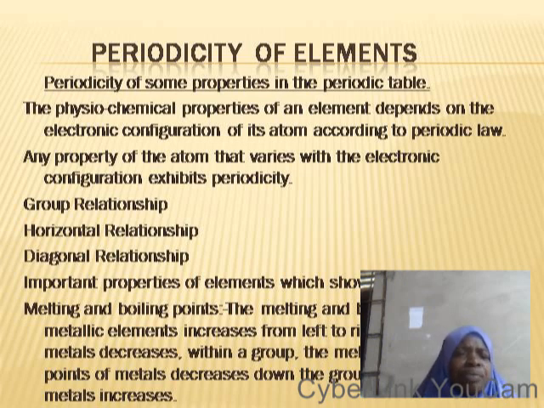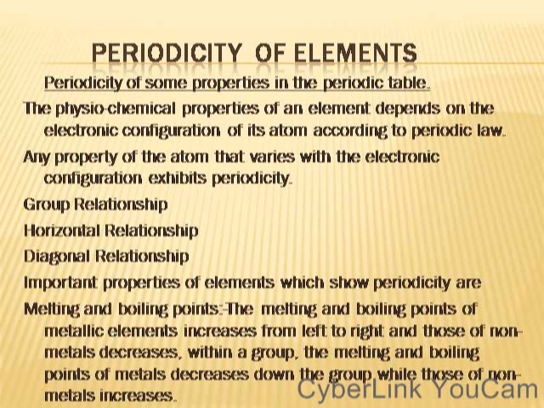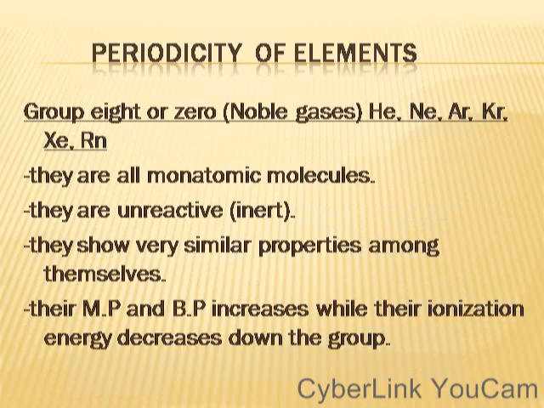Now, let's look at the periodicity of some properties in the periodic table. The physical and chemical properties of an element depend on the electronic configuration of its atom. That is according to the periodic law. Any property of an atom that varies with electronic configuration will exhibit periodicity. Before we go to that, let's look at the group relationship, horizontal relationship, and the diagonal relationship.